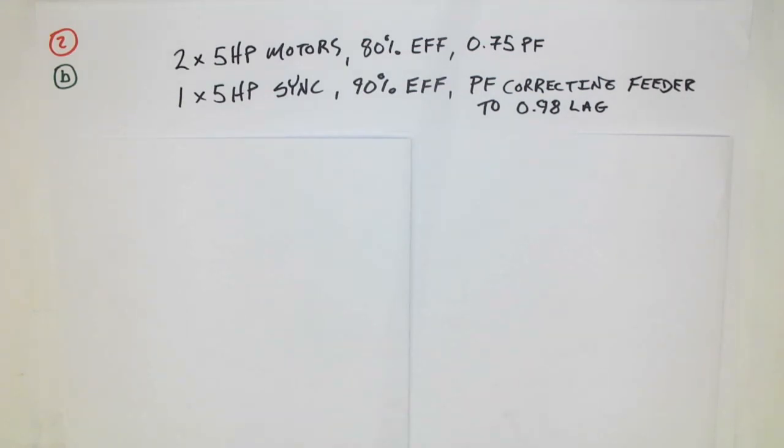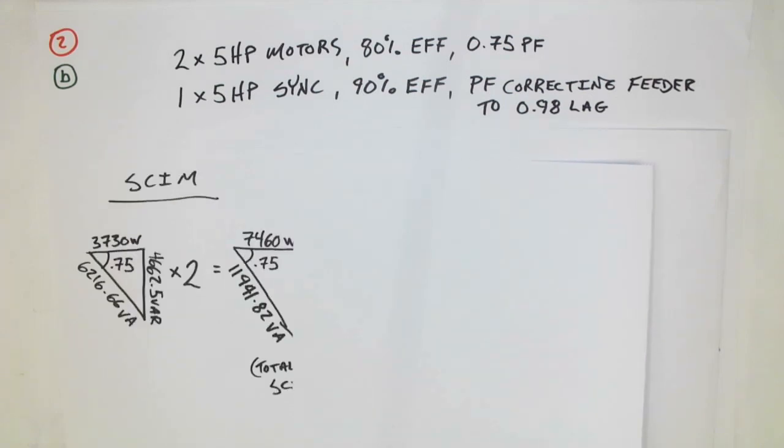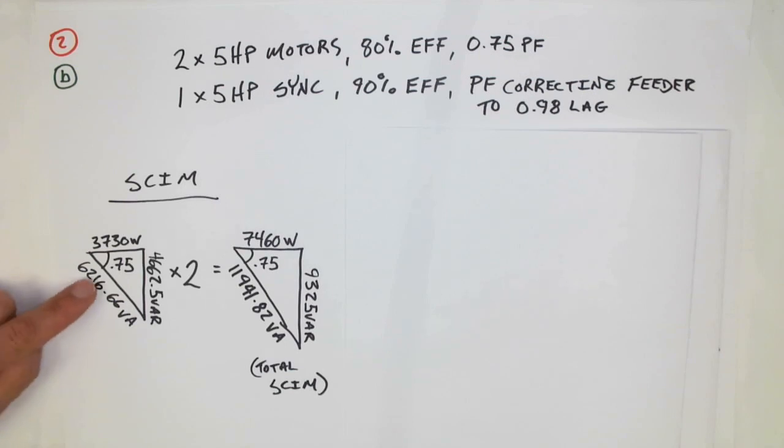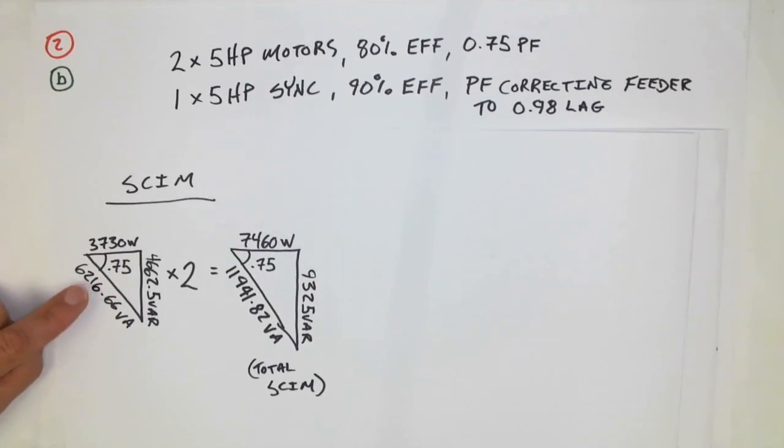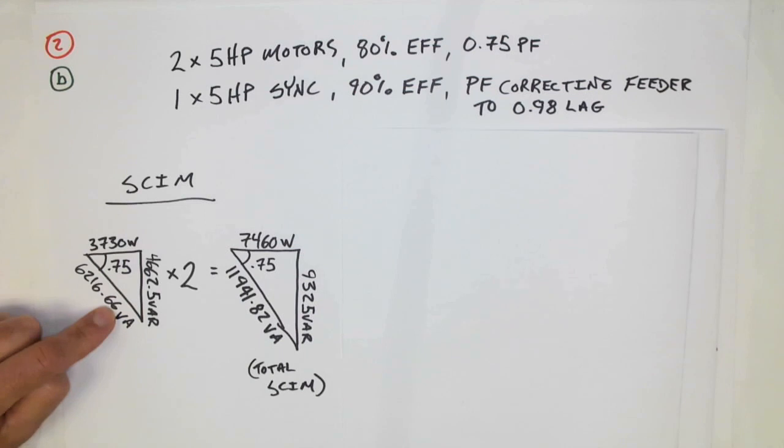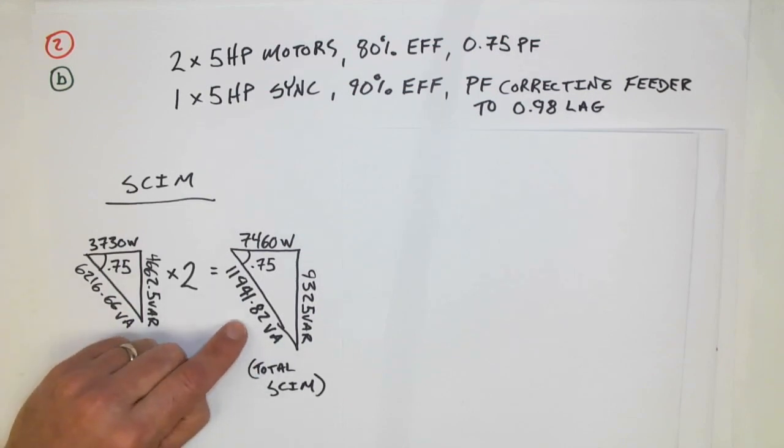All right, so very first step, we're going to calculate some values for the squirrel cage motor. Now the squirrel cage motor, we already know the values for one of them because we worked that out in the previous example. Because the motors are identical, I can take this power triangle and multiply all the values by 2, and that would be the total squirrel cage values.